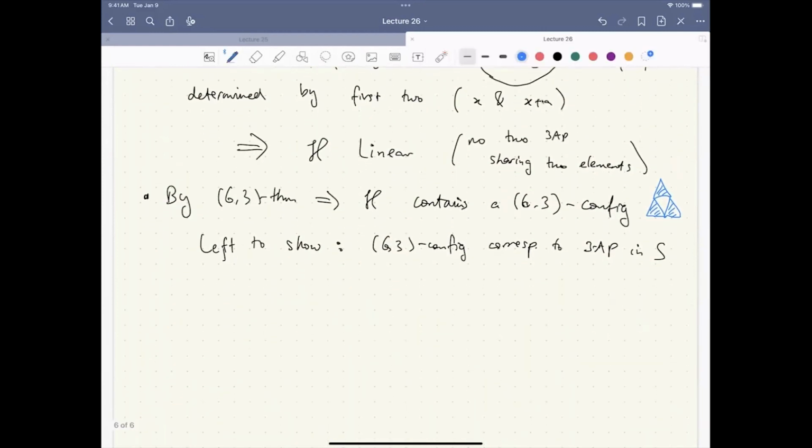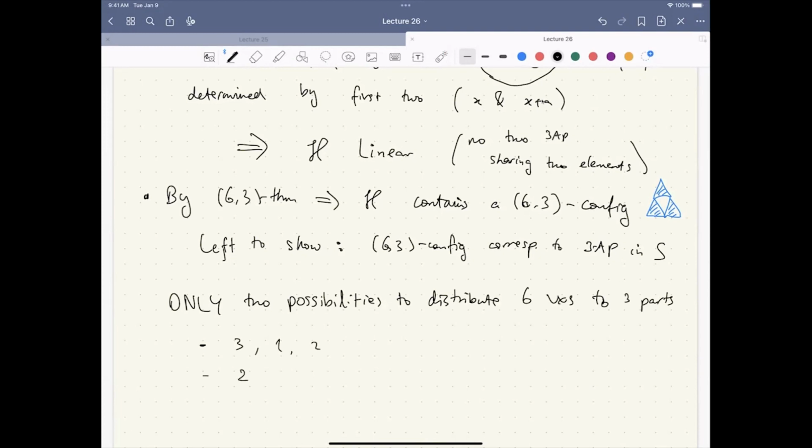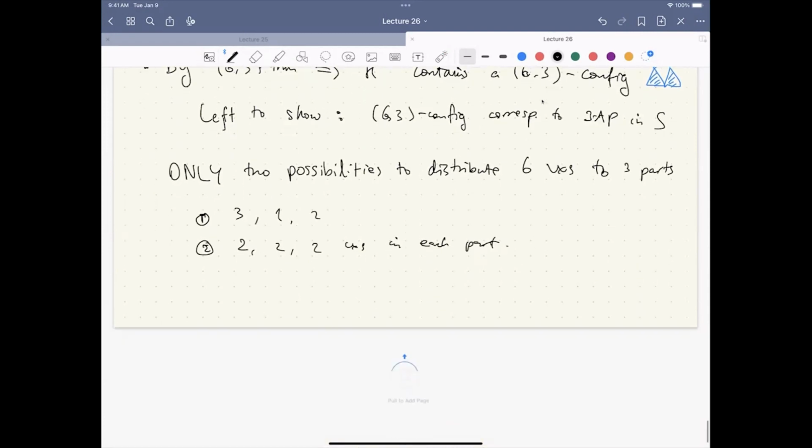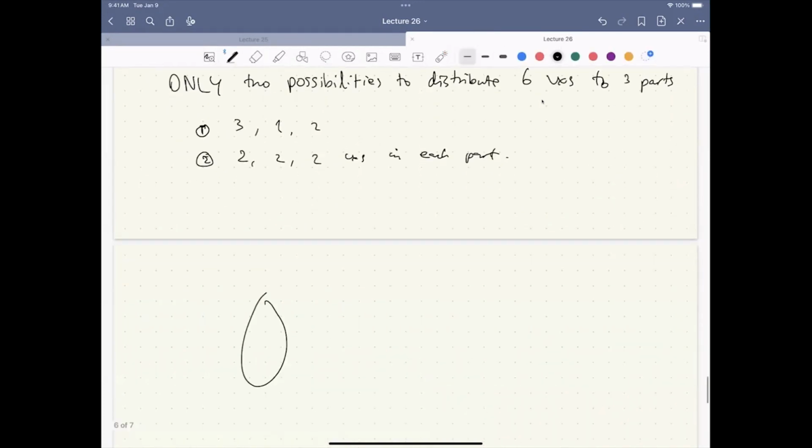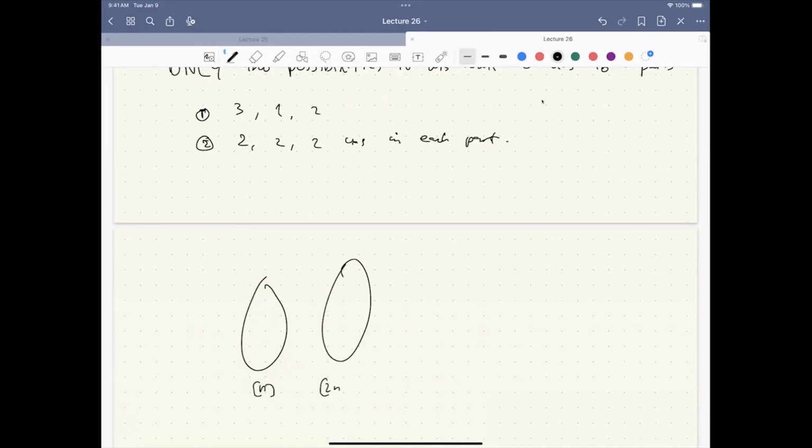Only 2 possibilities to distribute 6 vertices to 3 parts: either 3-1-2 or 2-2-2 vertices in each part. So let's see case 1. Let's draw a picture. You have n, 2n, 3n. If it's 3-1-2, without loss of generality, the other cases can be proved similarly. Let's assume we have 3 like this.